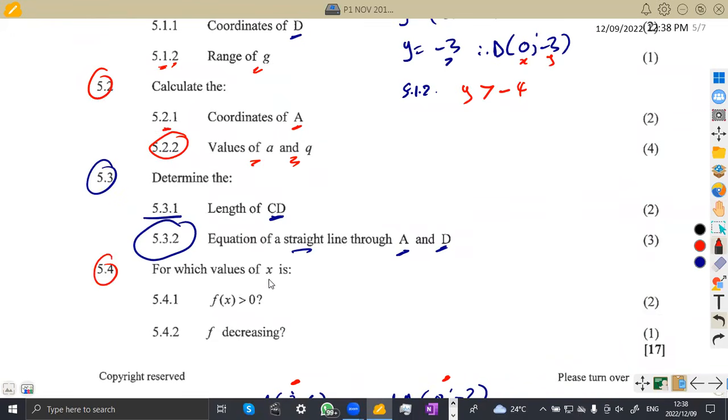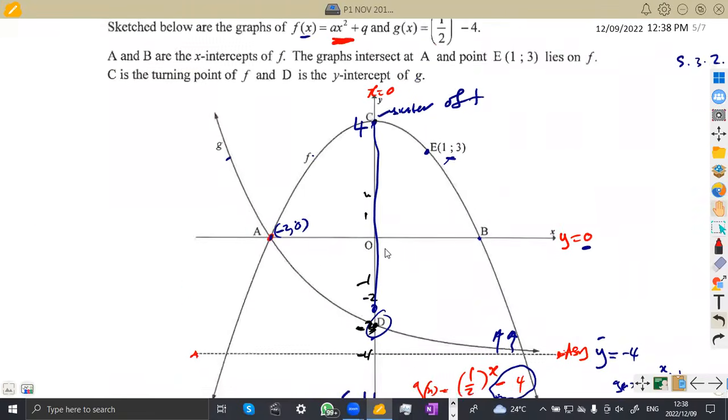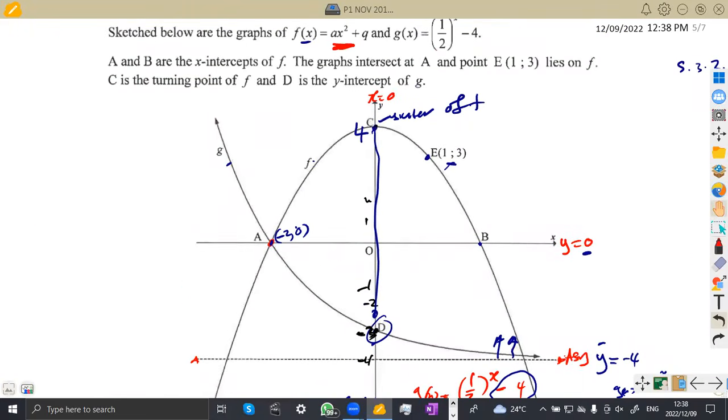5.4, for which values of x is 5.41, f of x greater than 0. Okay, so there we need the graph. Let's check where f of x is greater than 0. From our graph here, this is our f. Our f is greater than 0. You see it by the line here. We've got y is equal to 0. From this y is equal to 0, we're going to have negative 1, negative 2, negative 3. On the top, we're going to have 1, 2, 3, 4, and so on.